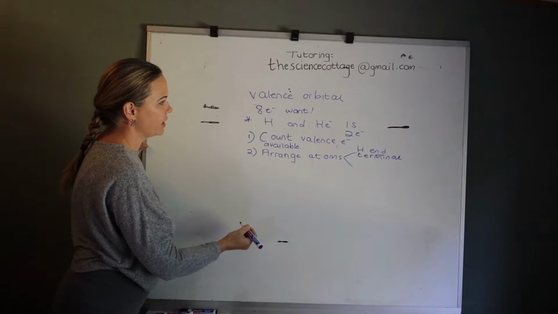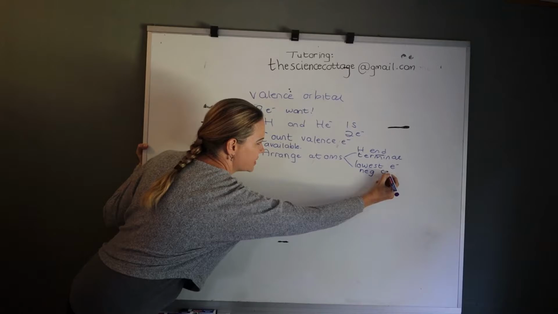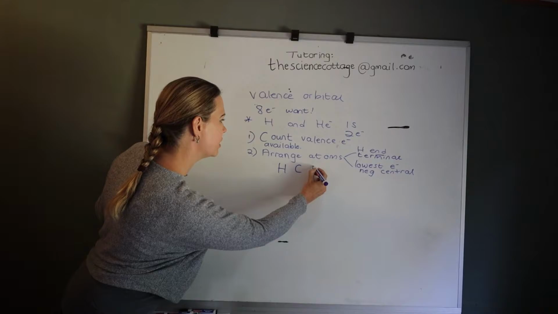Then the other thing is the atoms with the lowest electronegativity will be in the middle, central. Let's look at this example, hydrogen cyanide. Hydrogen bound to a carbon, bound to a nitrogen.